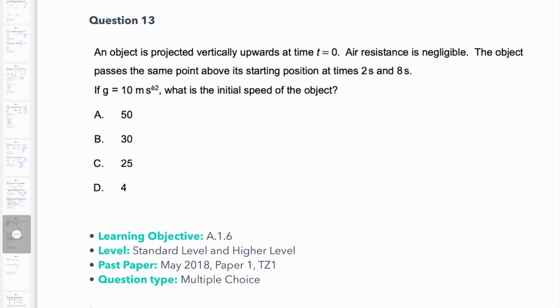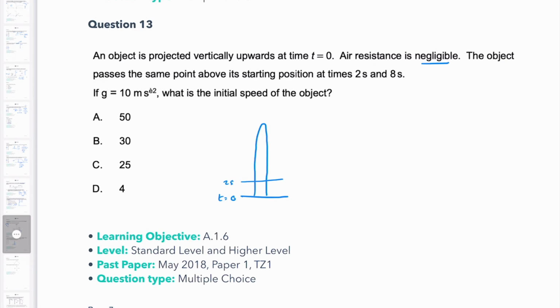Question 13. An object is projected vertically upwards at time t equals 0. Air resistance is negligible. The object passes the same point above its starting position at times 2 and 8. So it looks like this. T equals 0 here. At this point here, at 2 seconds it hits that point, and it's on its way back down. At 8 seconds it hits that point.